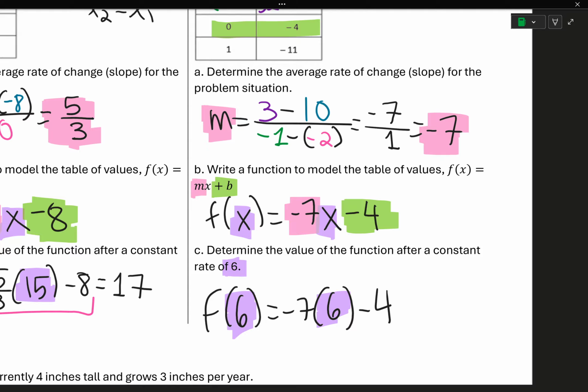As I did for the previous couple problems, you are welcome to just plug this into your calculator. All right, -7 times 6 is -42, minus 4 is -46. All righty.